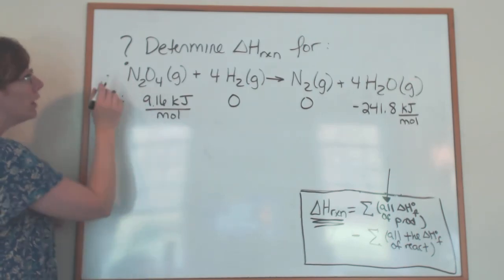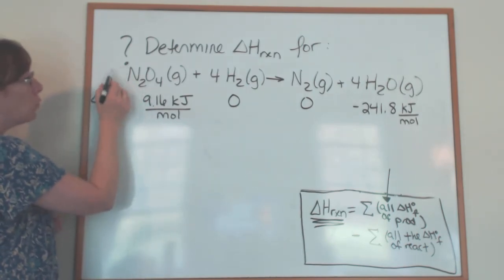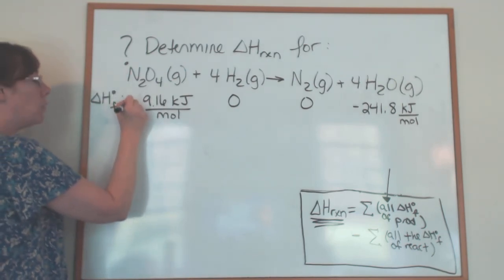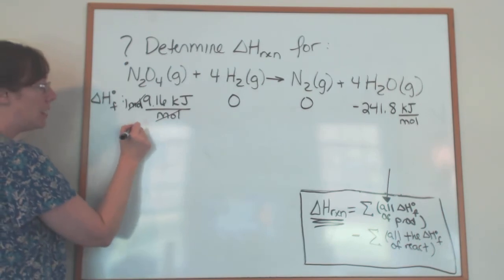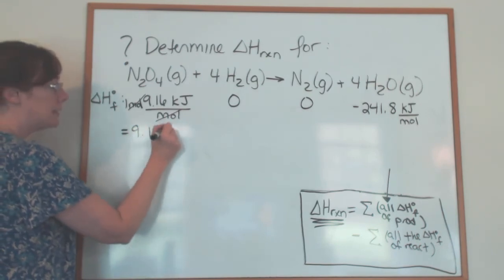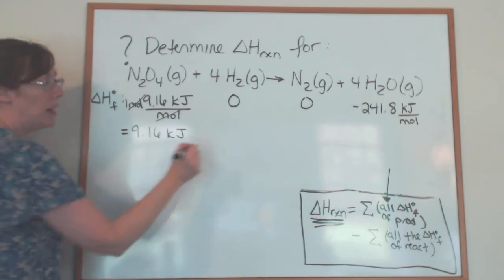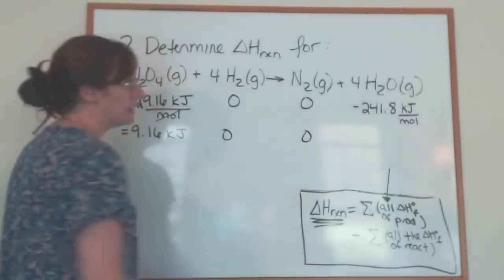Now, N2O4 is, you're thinking of this as 1 mole. So I'm even going to write the word 1 mole so you can see how moles cancel. Okay, so this ends up becoming 9.16 kilojoules. So that doesn't change at all. This, of course, is going to stay 0, as is the nitrogen.